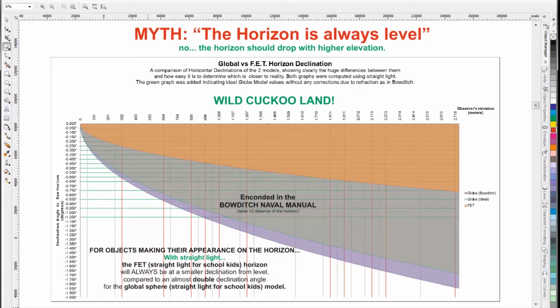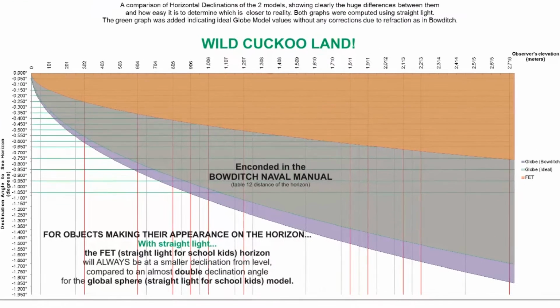And if you want to do tests to prove straight light in the flat earth theory, you can use this diagram. It's a comparison of horizontal declinations of the two models, showing clearly the huge differences between them and how easy it is to determine which one is closer to reality. Both graphs were computed using straight light. This is why I believe this is wild cuckoo land.